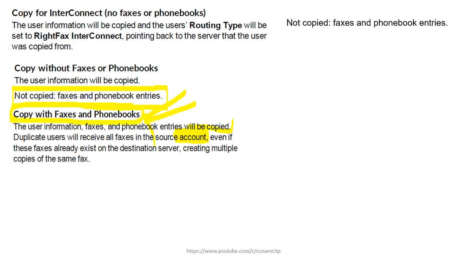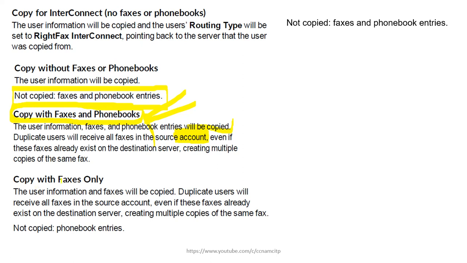Okay, the next one is copy with faxes only. The user information and faxes will be copied from one server to another server. Duplicate users will receive all faxes in the source account even if these faxes already exist on the destination server, creating multiple copies of the same fax, and here phone book entries will not be copied. So you have to be very careful about these rules.